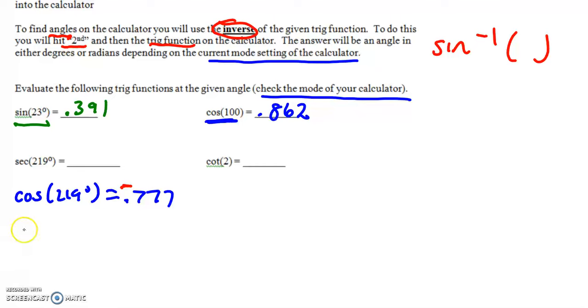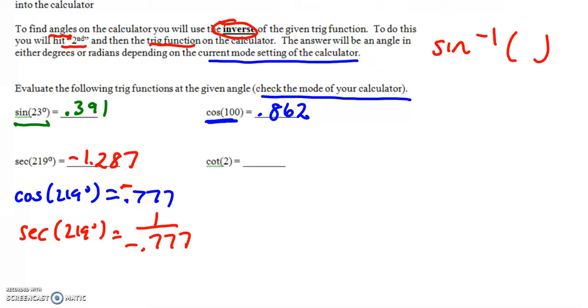So if you wanted to find the secant of 219 degrees, you could then have 1 over negative 0.777. And if you did that in the calculator, take 1 divided by negative 0.777, you should get negative 1.287 for your answer.